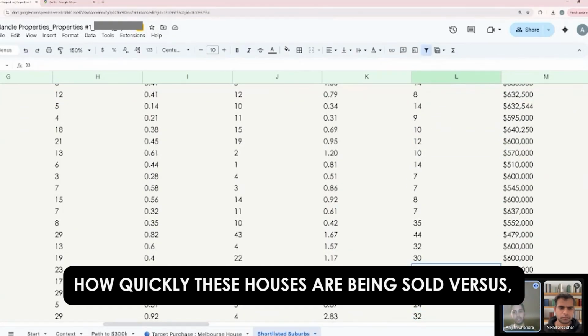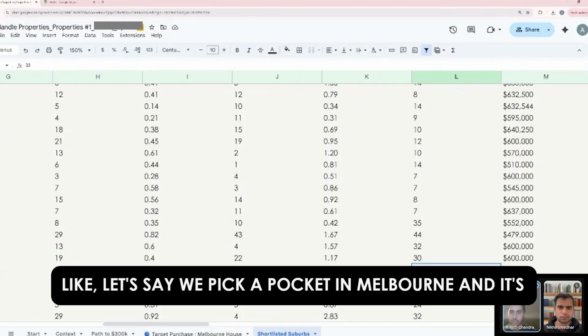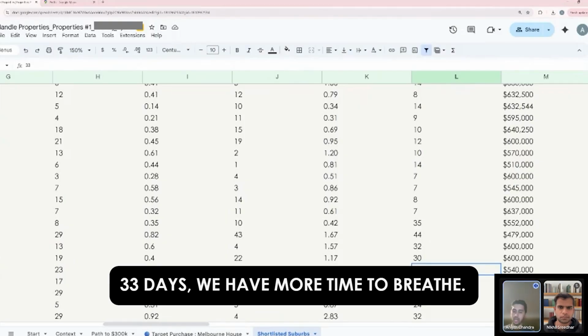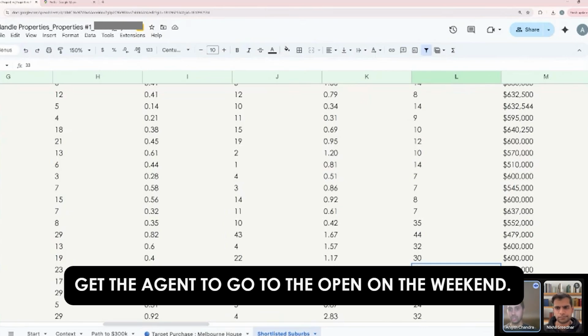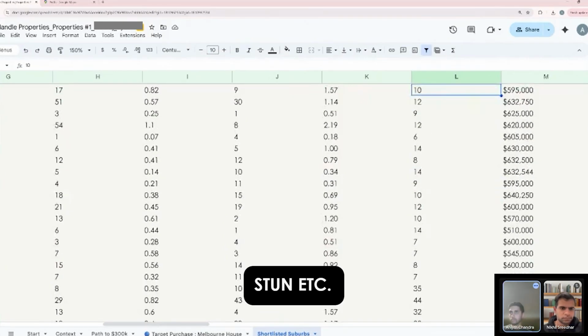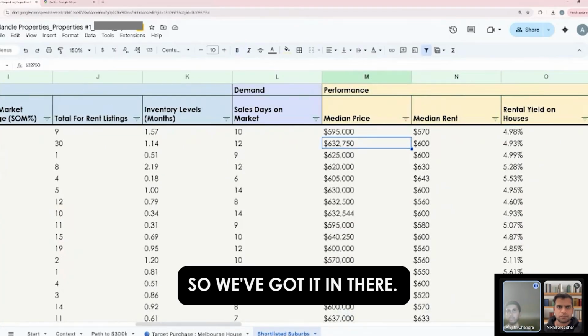That's how quickly these houses are being sold. Versus, let's say we pick a pocket in Melbourne and it's 33 days, we have more time to breathe. If a property comes online, we can take our time, get the agent to go to the open on the weekend, get some checks done, etc. So we've got it in there.